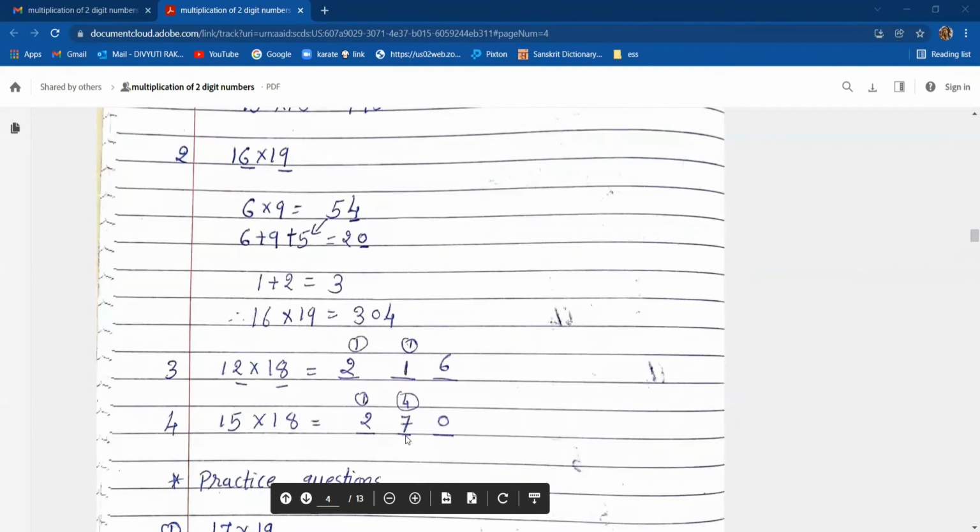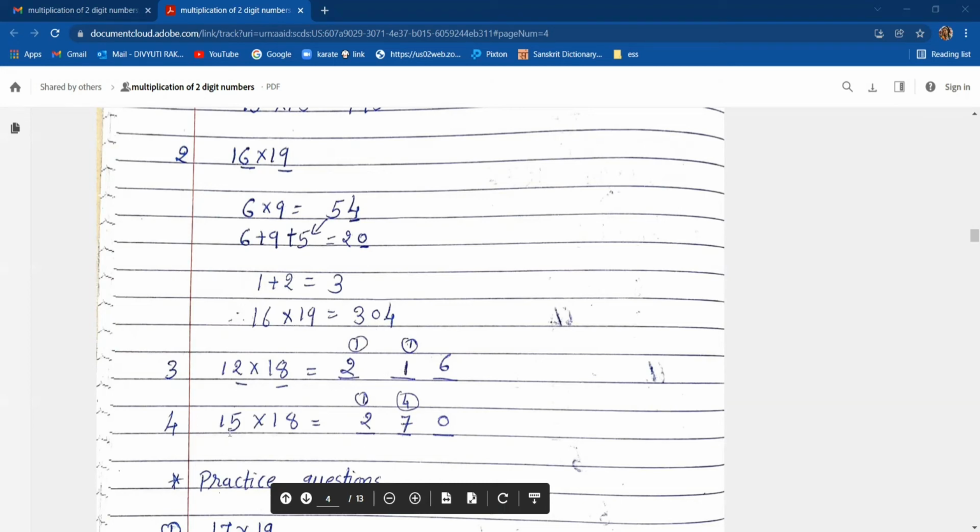Now let's do one more so that we can get an exact idea. 12 into 18. So first, 8 into 2 is 16. So 6 here, and 1 will be carry. Then 8 plus 2 will be 10. 10 plus 1 carry, so it will be 11, and 1 here, and 1 will be in the carry. Now this 1 will add with the 1 of the first number's tens digit. So the answer is 2. So the final answer is 216.